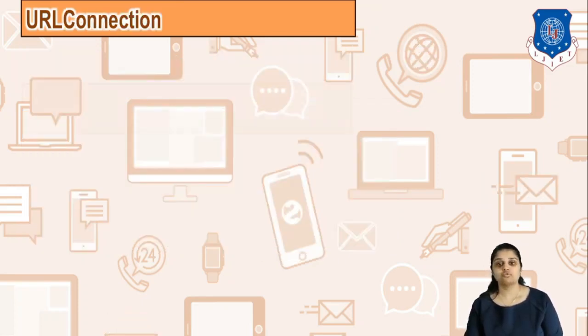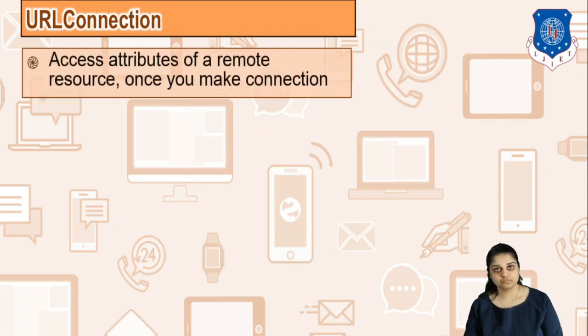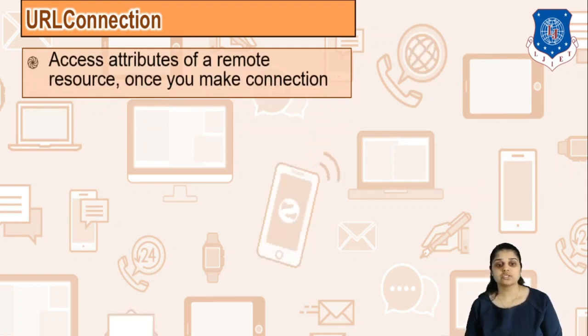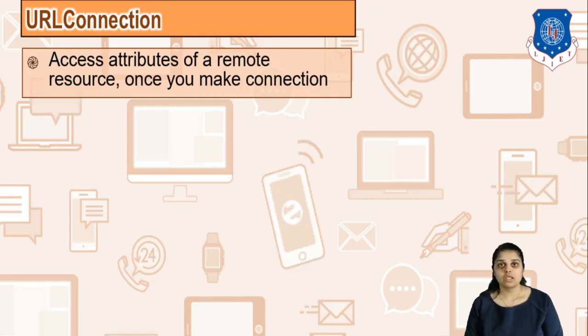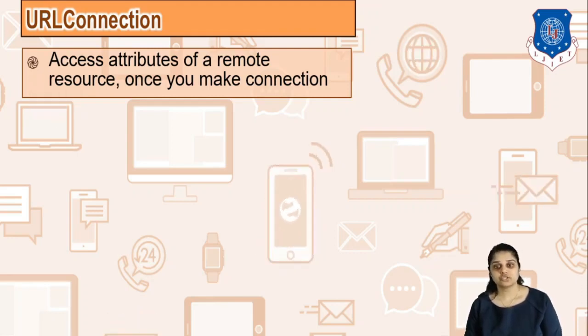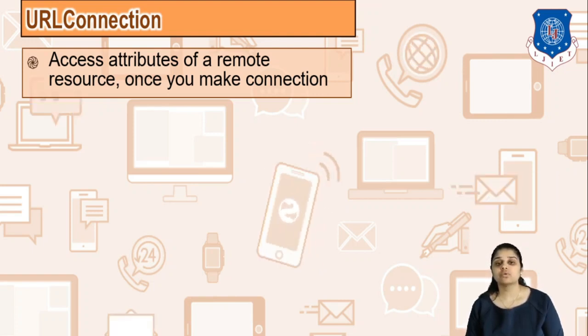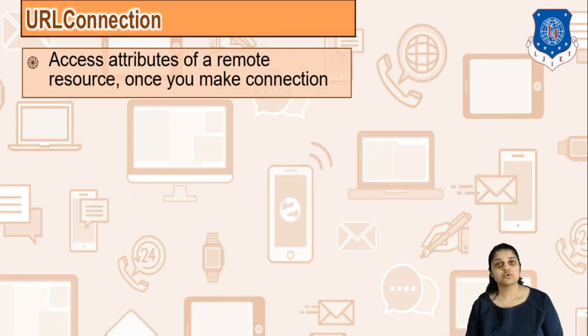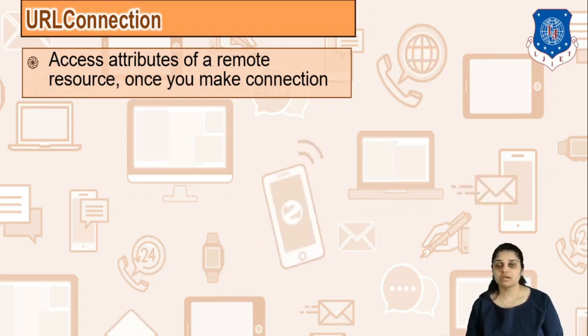We shall now move on to URLConnection. A URL connection can be established after you know what URL you want to connect to. After you have a specific URL, using the URLConnection class you can access all the attributes of the content that you are accessing, but this is possible only after making a connection.